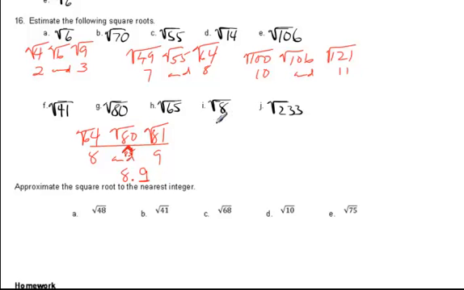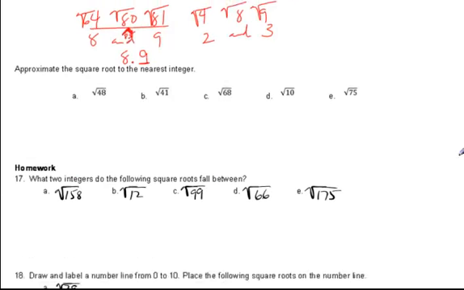All right, and 8 is between what 2 perfect squares? 4 and, wait, 9. So the square root of 8 is between 2 and 3. Good. Okay, square root of 48 is between what 2 perfect squares? Faster. 36 and 49. So the square root of 48 is between? 6 and 7. Good.